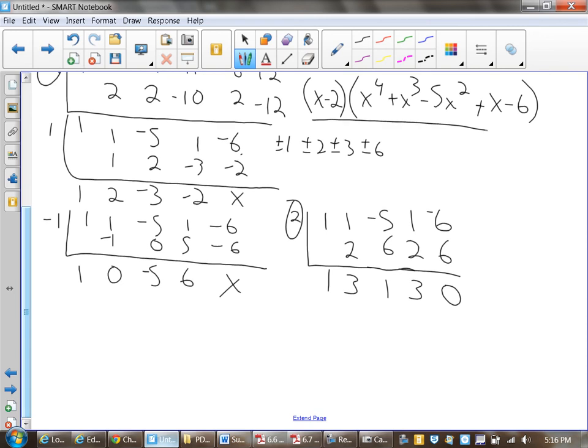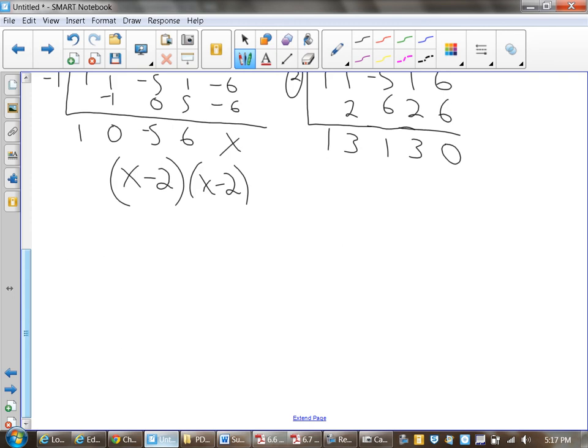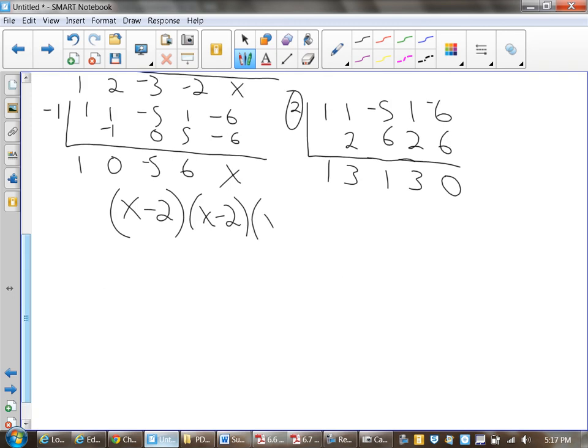So remember, our term was up here. The 2 just happened to be repeated. So you have x minus 2, x minus 2, and now what we're left with is x cubed plus 3x squared plus x plus 3. There's 4 terms right there. I should be able to factor that by grouping.